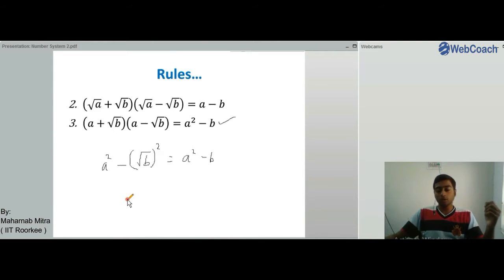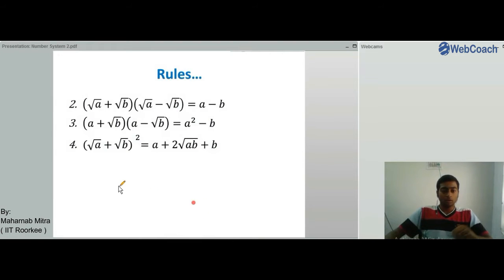So you are getting this point, right? What are we using? We are using just the simple rules which state square root of a number when multiplied twice gives the number itself, and a square minus b square equals a plus b into a minus b.